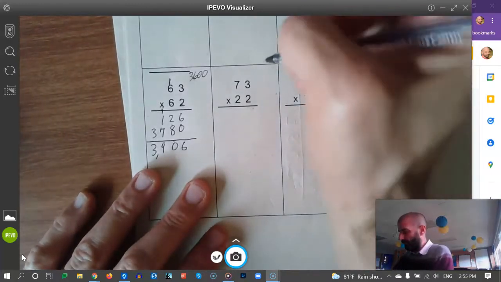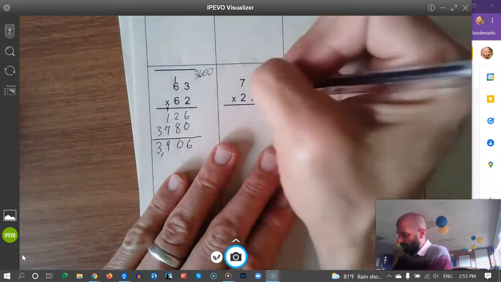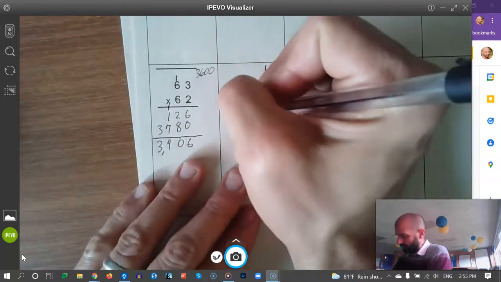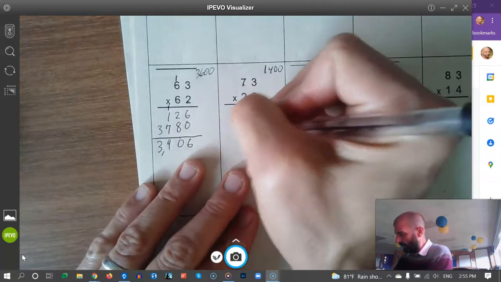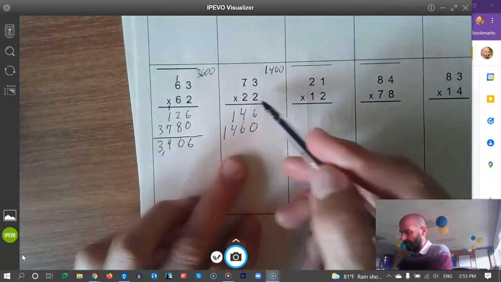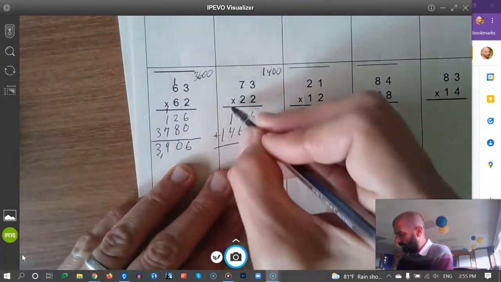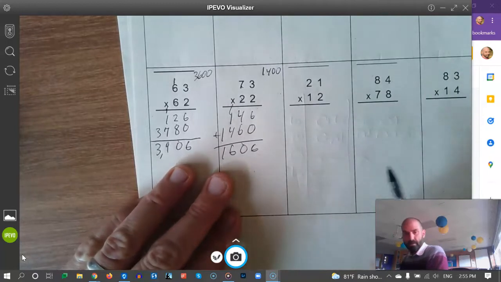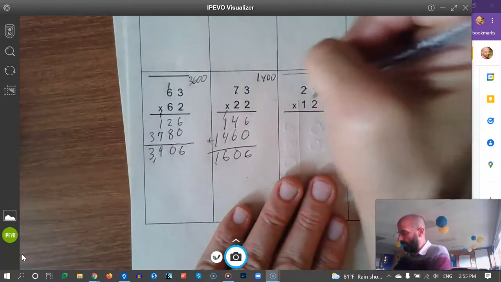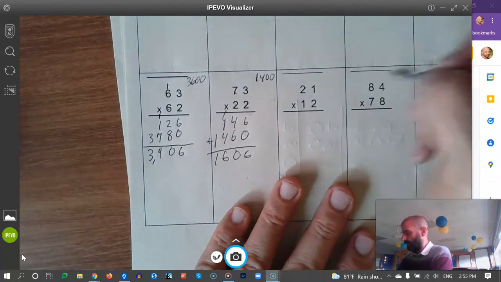70 times 20 is 1,400. It is going to be more than that because 73 and 22 are both more. 2 times 3 is 6. 2 times 7 is 14. And again, I've already done the calculations, haven't I? Because it's just 2 again, except it's 20, so then it's shifted down. 1,606.